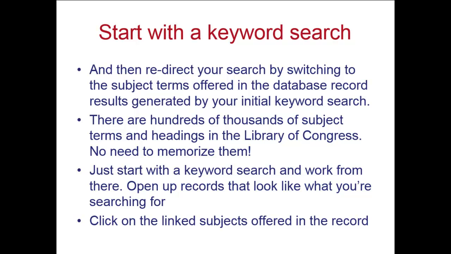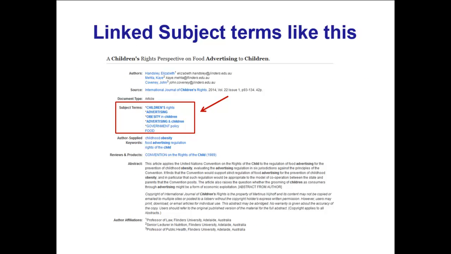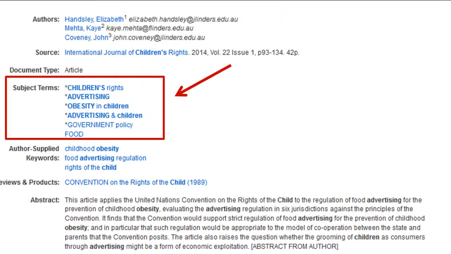Then look at the search results, open up records that look like what you're searching for, and then within those records, click on the linked subjects offered in the record. Linked subjects, like this, for example, children's rights, or advertising in children, or government policy, whatever.